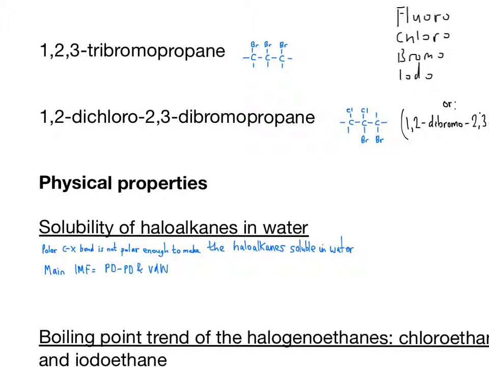So an intro to haloalkanes. When haloalkanes are attached to alkanes, the side group attachments are called fluoro, chloro, bromo and iodo. Here's an example of a haloalkane, 1,2,3-tribromopropane. You can see the 3 bromine atoms are on 3 different carbons, hence the name.